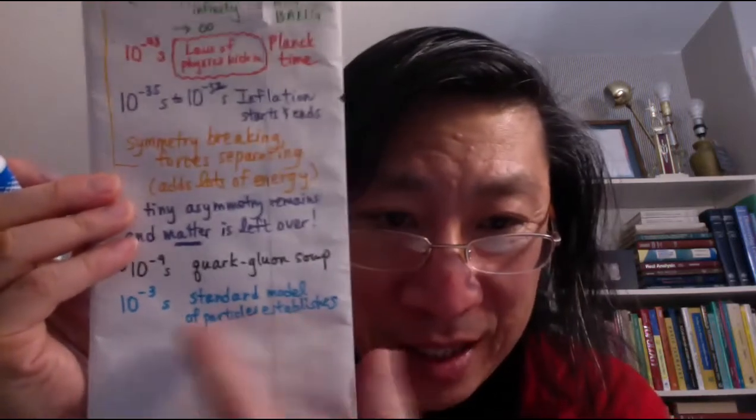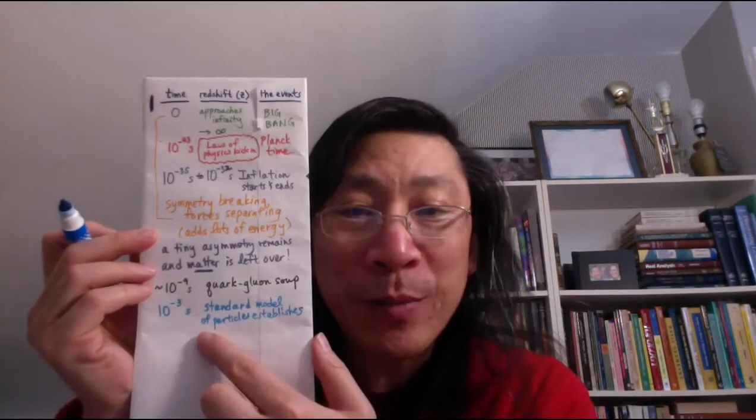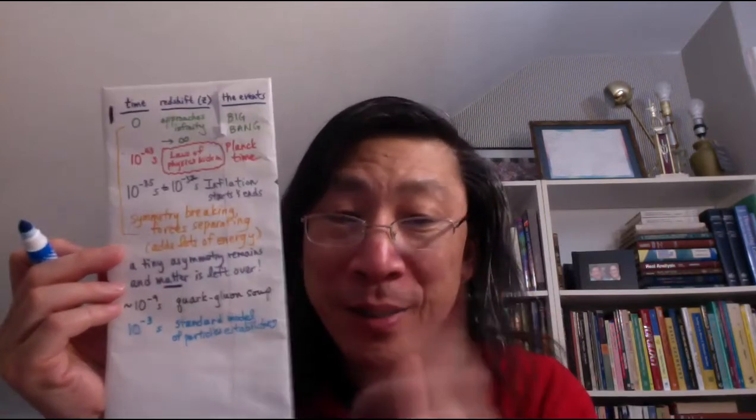Standard model of particles established. Well, I won't say established, but it establishes. All right, it sets itself up at around 1,000th of a second after the Big Bang. All right, so now we're starting to get those subatomic particles.